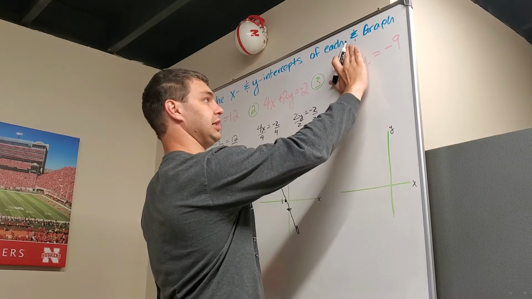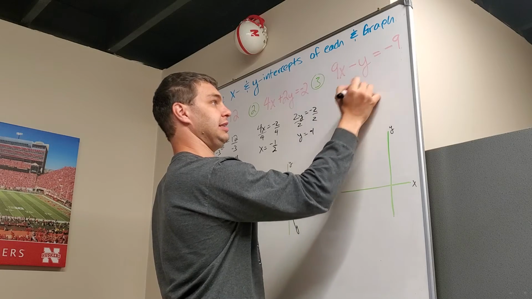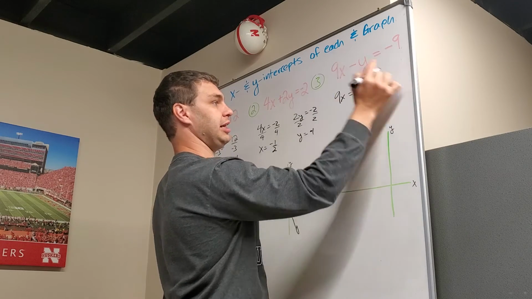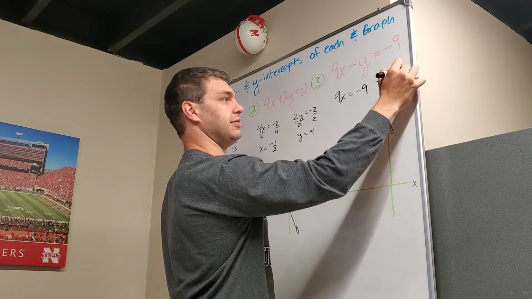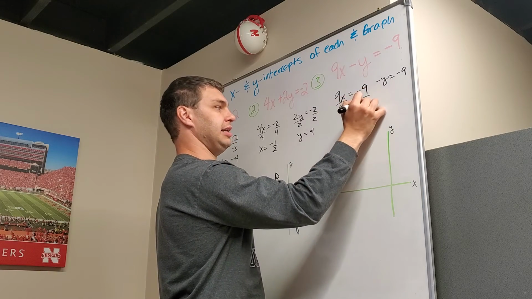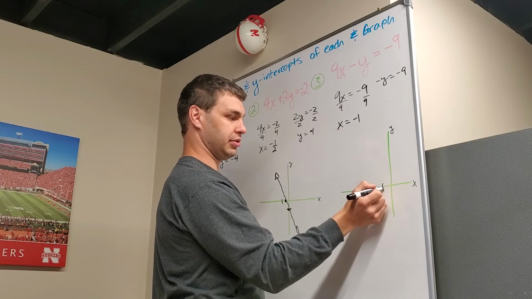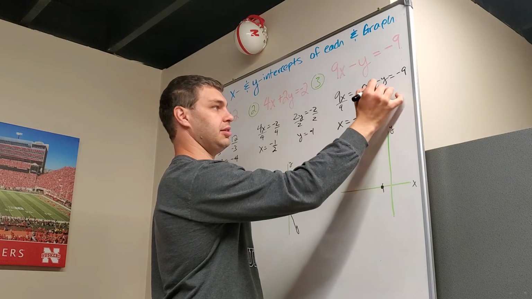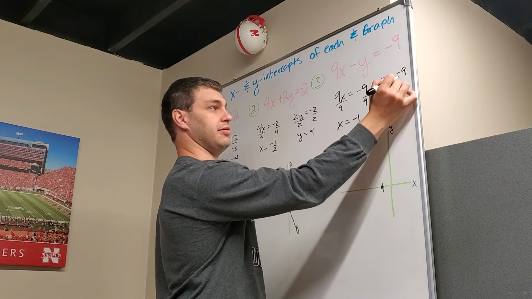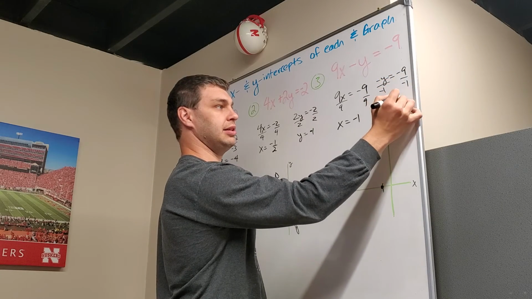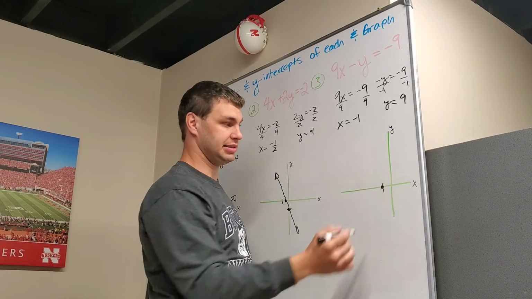The last one, cover up the y, 9x equals negative 9. Cover up the x, negative y equals negative 9. On the x, divide by 9, x equals negative 1. Negative 1 would be right there. And on the y, this is like a negative 1, so I can divide by that to get the y by itself. And it gives me y equals 9, positive 9.